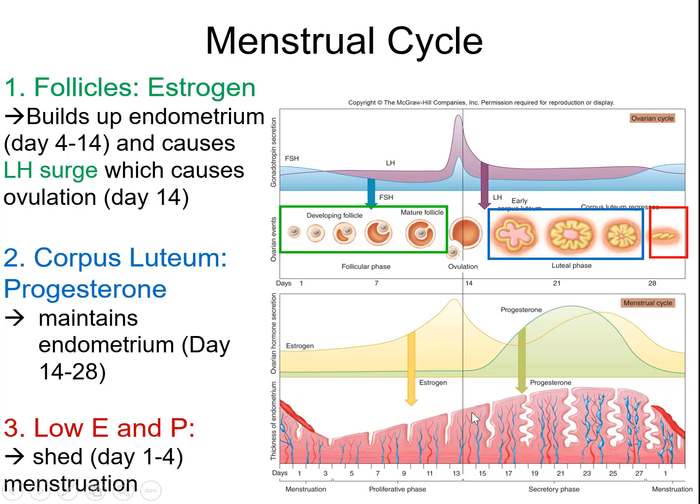All right, so I know that's a lot of information, but you can rewatch this and look at the graph again to see how everything coordinates. So importantly, you see the ovarian cycle on the top coordinating very nicely with the menstrual cycle on the bottom.